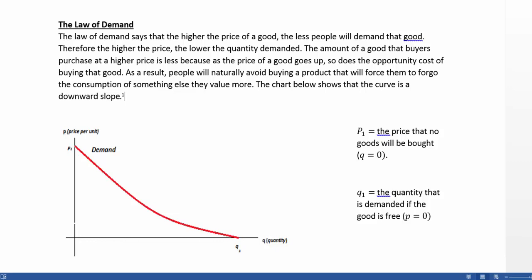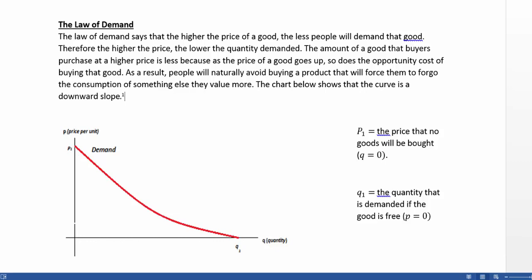Remember, quantity Q is along the x-axis. So when we look at this model of demand, we see a decreasing function. So this particular function, which is given in red, models a general idea of what happens with demand in terms of price. So the law of demand specifically says that the higher the price of the good, the less people will demand that good. Therefore, the higher price, the lower the quantity demanded. So people are going to avoid buying a product that's going to force them to forego buying something else that they find more valuable.